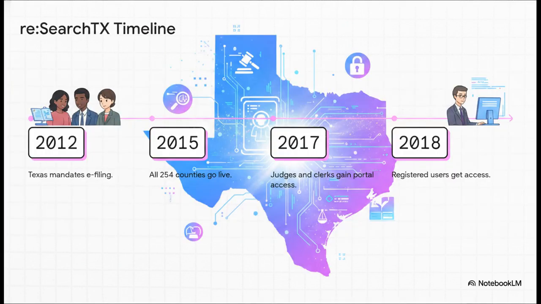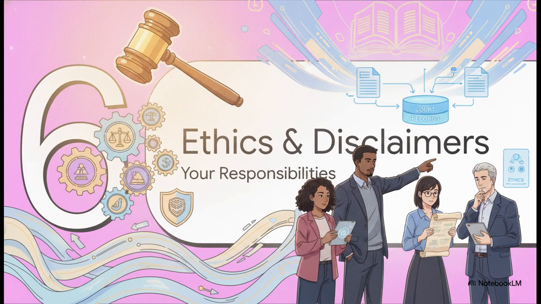Speaking of Research TX, it's really worth taking a quick second to look at how this incredible tool came to be. It represents this massive statewide push for digital transparency that finally brought these tools to the public. It started with mandates way back in 2012, then all 254 counties went live in 2015, and finally, access was expanded to registered users by 2018. It is basically the Texas equivalent of the federal PACER system, and let me tell you, it is a total goldmine for researchers.